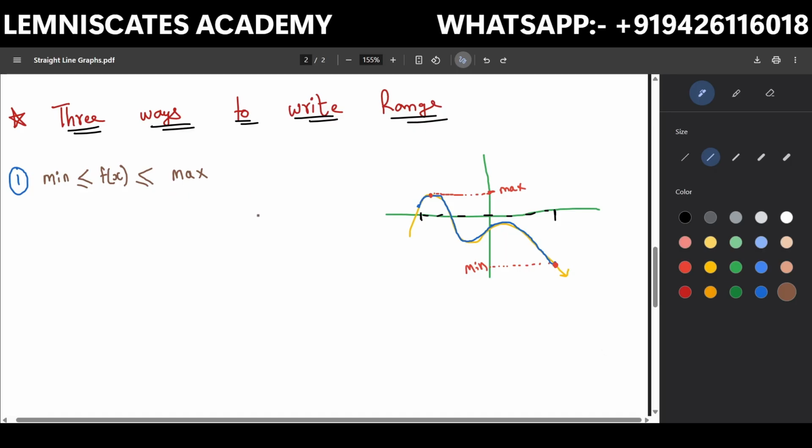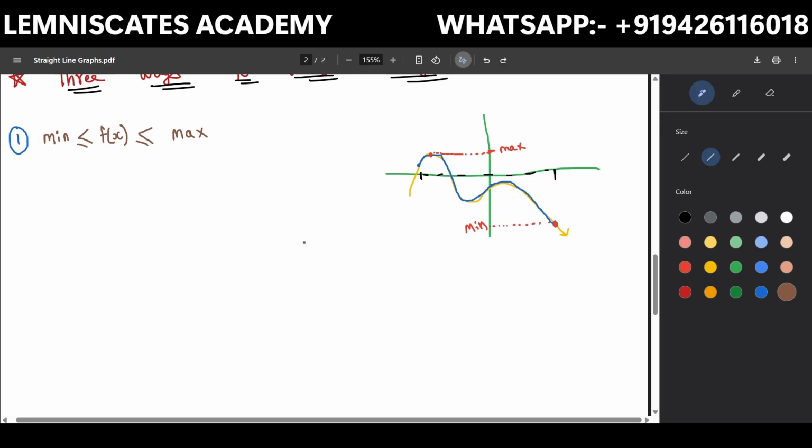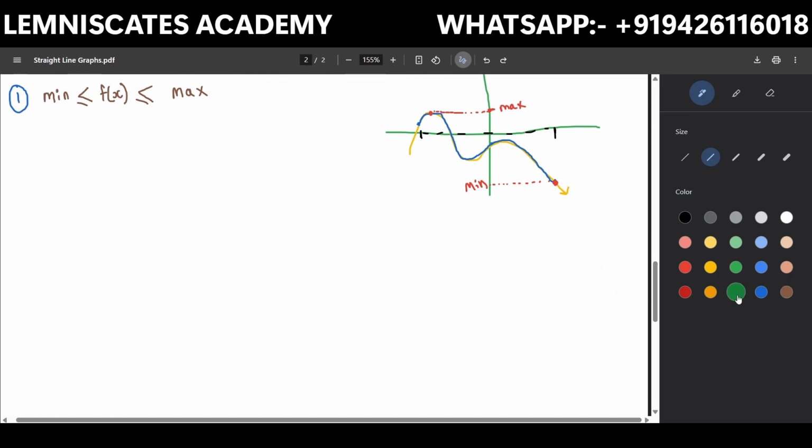Now let's talk about the second way to write your range, where one of the values, minimum or maximum, is one of the infinities, like plus infinity or minus infinity. Okay. In that case, how are we going to write your range? So let me draw another graph, and let me draw something very similar to what you have seen over here. It does not look exactly the same, but yeah, something like this, let's say.